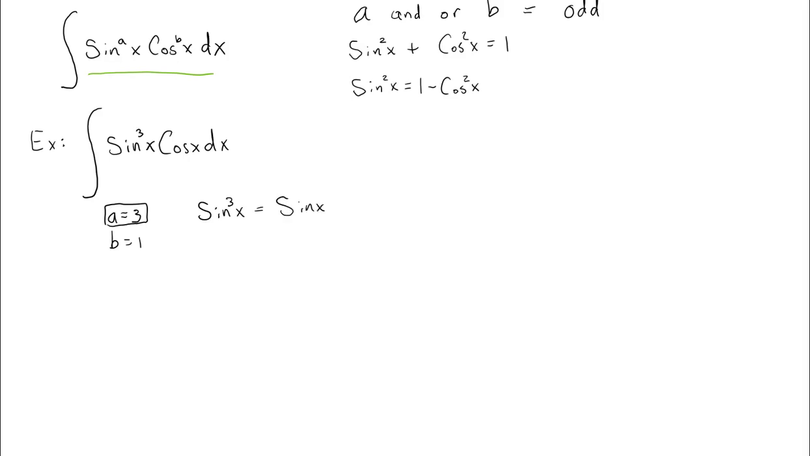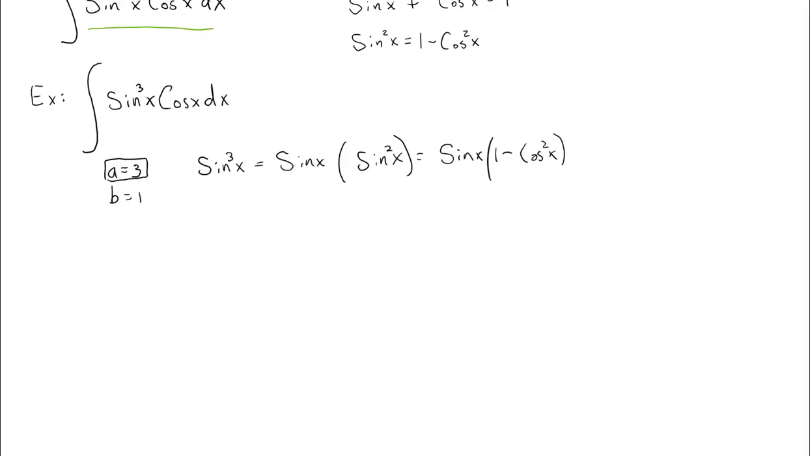Now if we rewrite our sine cubed of x, this is a sine of x times a sine squared of x. If we multiply them together, we add the exponents, and 2 plus 1 is 3. And then if we rewrite this using our identity, we'll have sine of x times 1 minus cosine squared of x. Now we can rewrite our entire integral here: sine of x times 1 minus cosine squared of x, times cosine of x dx.